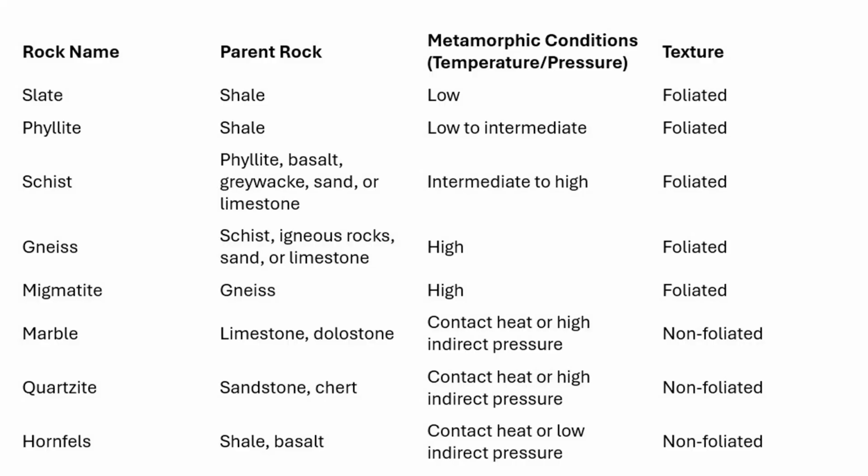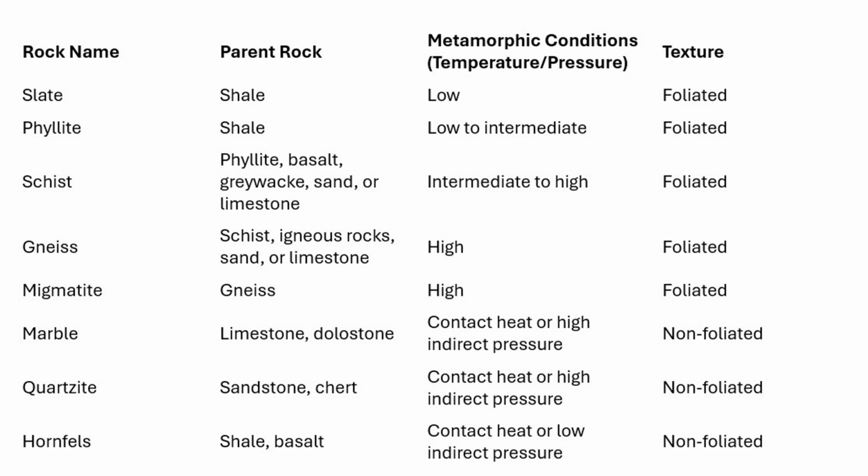Okay, so we have gone through the types and grades of metamorphism, as well as the major metamorphic texture, foliation. Knowing these characteristics and variables helps us classify the metamorphic rocks. Metamorphic rocks can be classified by examining their parent rock, metamorphic conditions, and texture. If the parent rock is shale, low temperature and pressure will produce slate, which is foliated. Increasing the temperature and pressure to low and intermediate levels transforms shale into phyllite, also foliated.